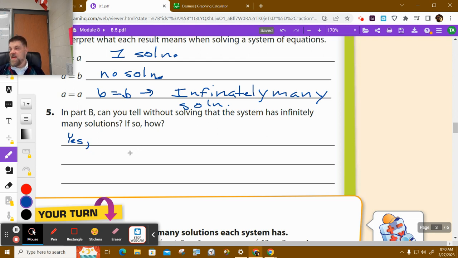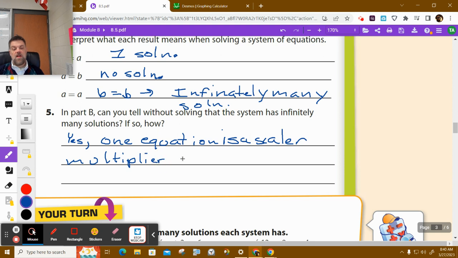I'm going to use some fancy math words, but you could say one equation is a scalar, scalar like scale but with an R, multiplier of the other. I'll explain what that means.